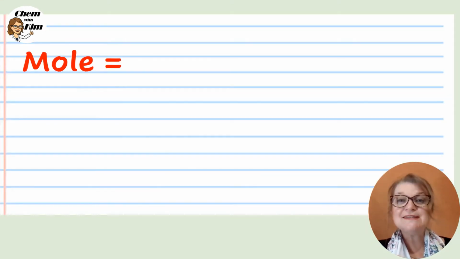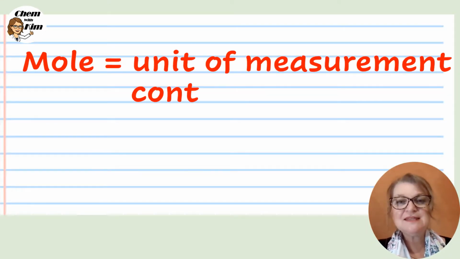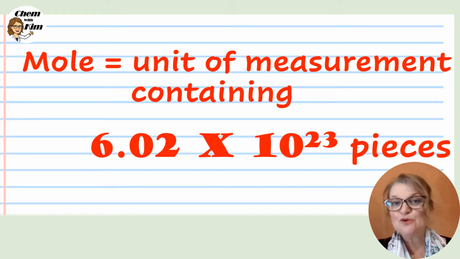So the mole is a unit of measurement that contains 6.02 times 10 to the 23rd pieces. So if we're talking about a mole of basketballs, we would have 6.02 times 10 to the 23rd basketballs. Or if we had a mole of pencils, we would have 6.02 times 10 to the 23rd pencils. And if we have a mole of water molecules, we would have 6.02 times 10 to the 23 water molecules.